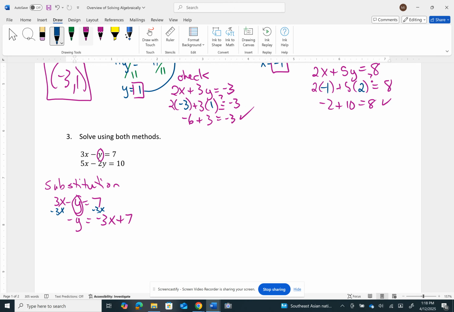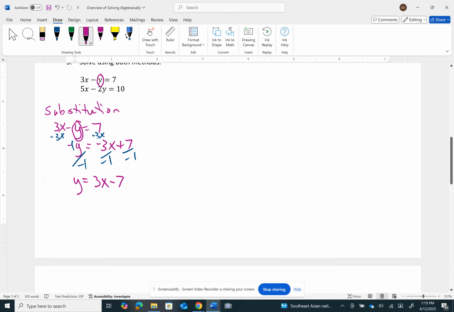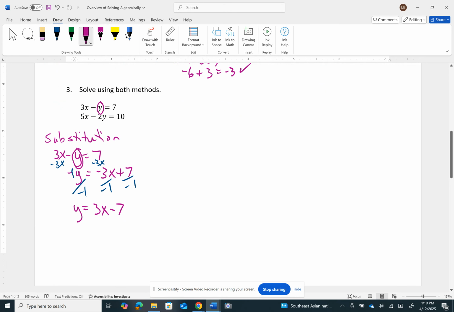Then I needed to get rid of the understood negative 1 in front of that y. And so that equation becomes y equals 3x minus 7. So that's the same as that first equation. Now, if I'm using the substitution method, what I'm going to do is replace the y in that second equation by this. Here's our new first equation, and then here's our second equation.